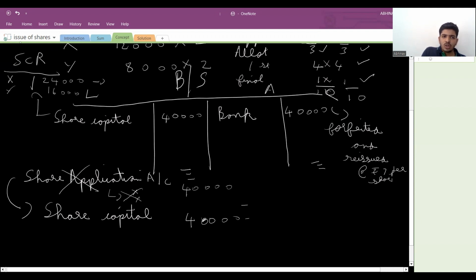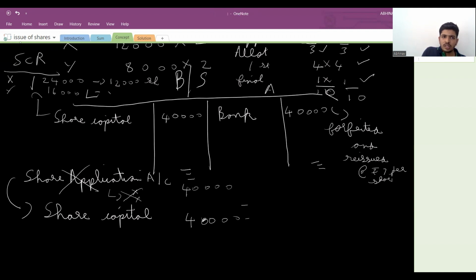So he acts as the part owner of 12,000 shares. Y is the part owner of 8,000 shares. This will be mentioned in the share capital register. Share application register will be closed.